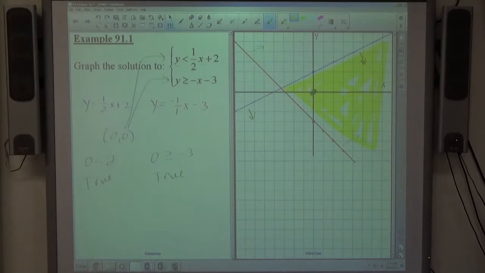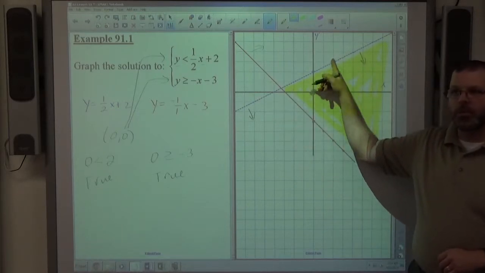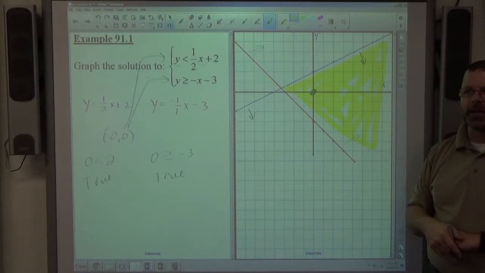Just like that. Yeah, that's the answer. The shaded region is the answer. This dashed line means that any point lying on the blue line does not count. The solid line means any point lying on the red line does count.